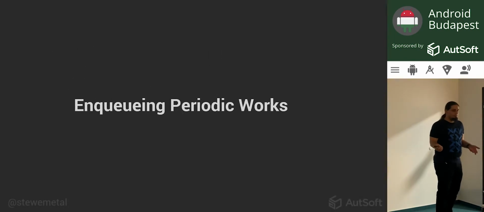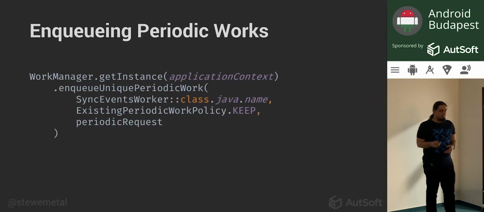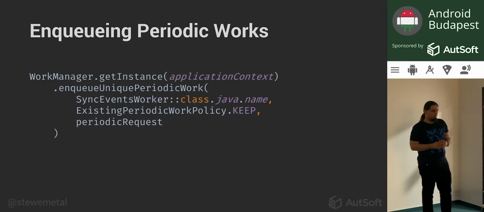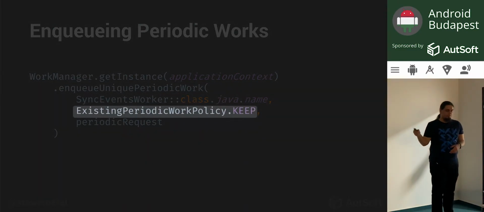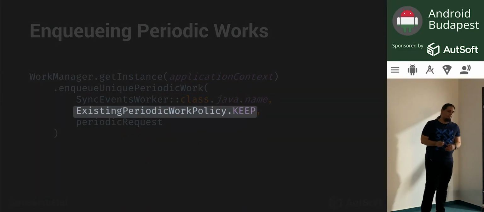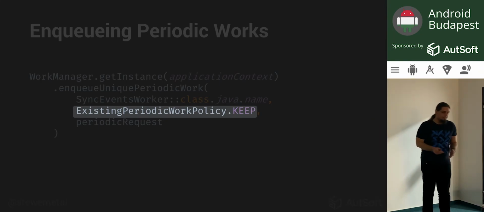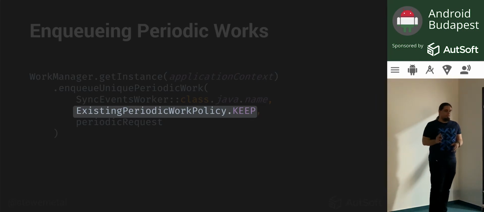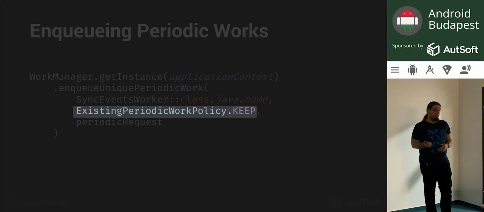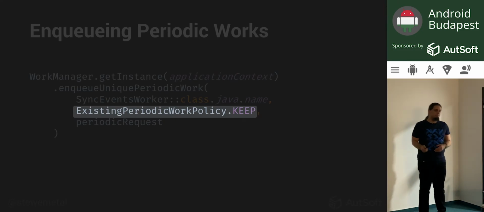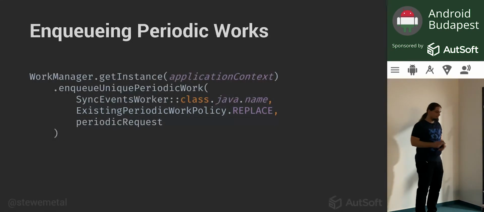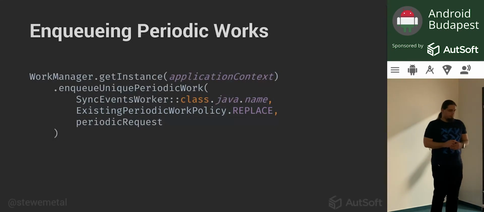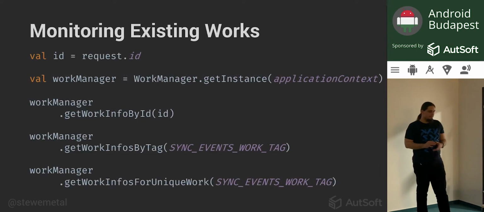Okay, how to enqueue such works? We have to call enqueue unique periodic work on WorkManager, and there is the usual thing, the name, and then the only difference here is that we have to give an existing periodic work policy, which only has two values because periodic work can't be chained, so there is no append here, but keep and replace work just the same as in one-time work requests. Okay, we are done with the heavy part.